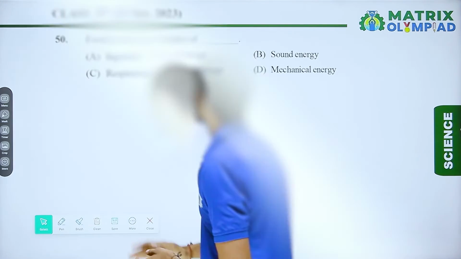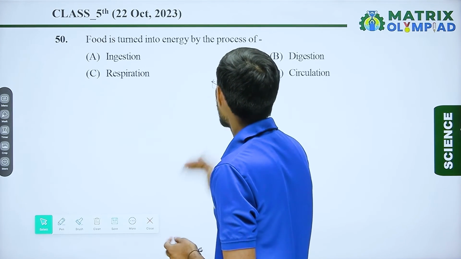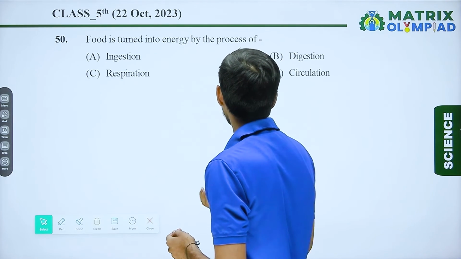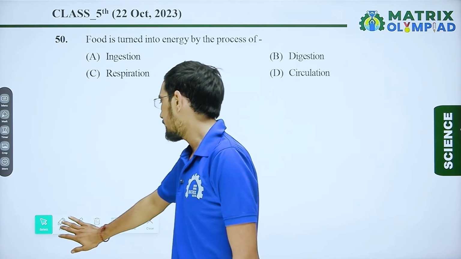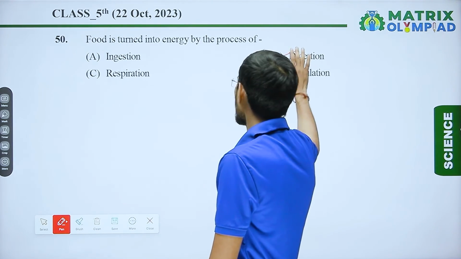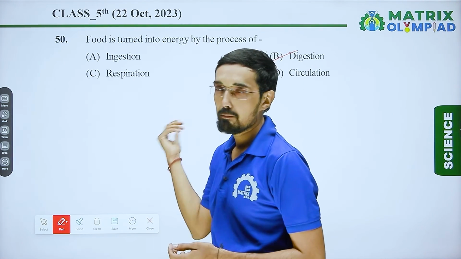Next question is food is turned into energy by the process. Which process converts the food into energy? That process is known as digestion. So our correct answer will be option B.